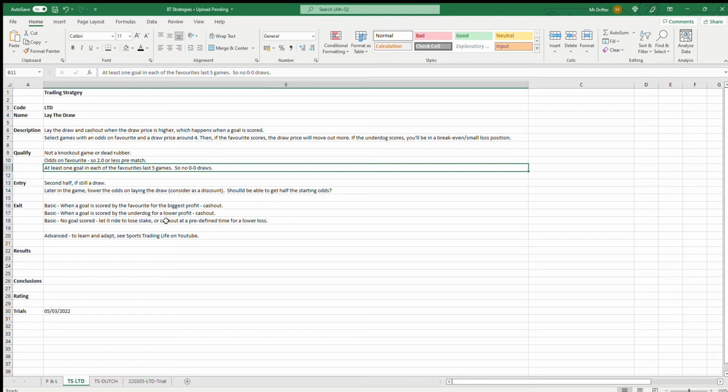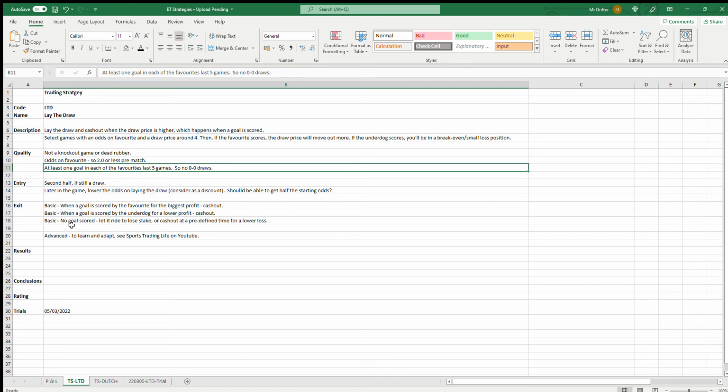When a goal is scored by the underdogs, you could get a lower profit or maybe no profit. It depends on when the underdog scored. But if the underdogs score in the second half, typically from the 45th minute onwards, you should see a little profit. There's probably a lot less chance of a small loss position. The small loss position is more if you put the lay bet on before the game kicks off.